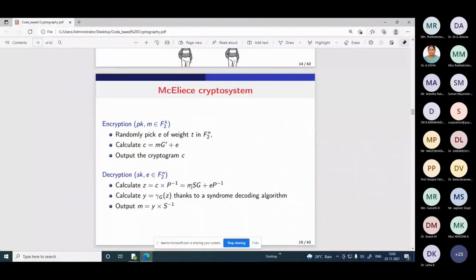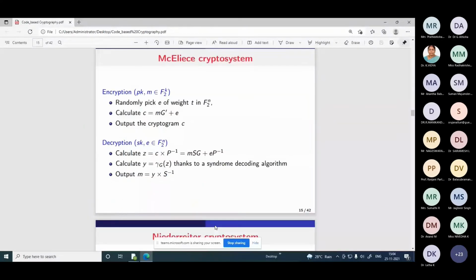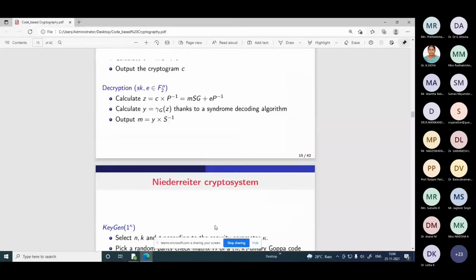Then Bob has that private key, so he can compute S inverse and get back the original message M. Okay. Any doubt in this McEliece crypto system?